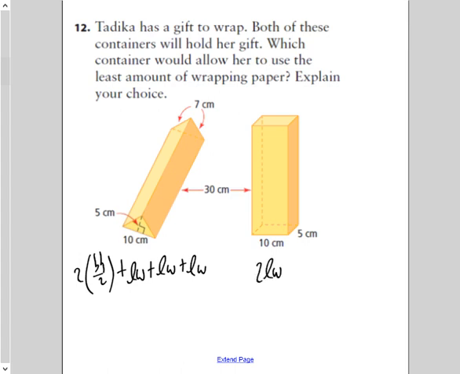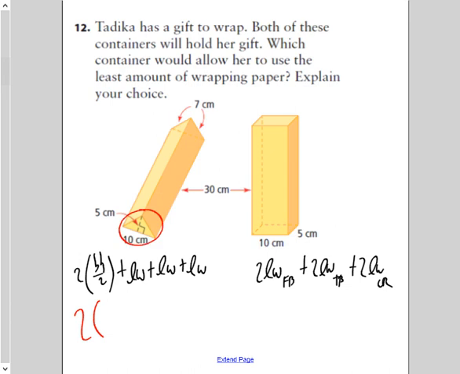Over here, we're going to use the formula 2LW for the front and back, plus 2LW to represent the top and bottom, and 2LW to represent the left and right. And if we substitute all of our numbers into these formulas and simplify, we'll be able to determine which box has the greater surface area.